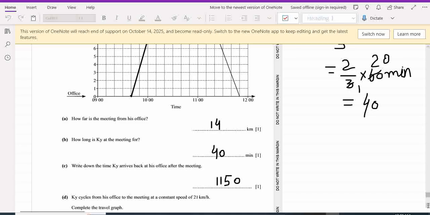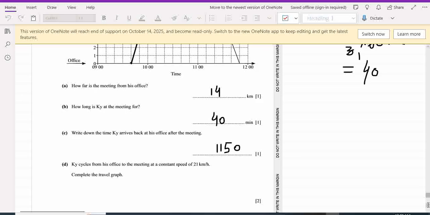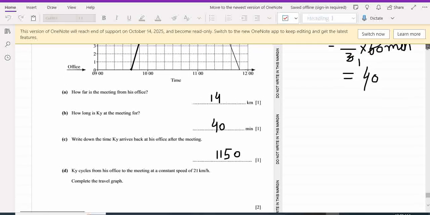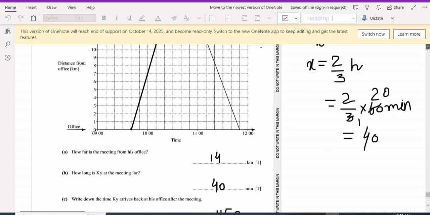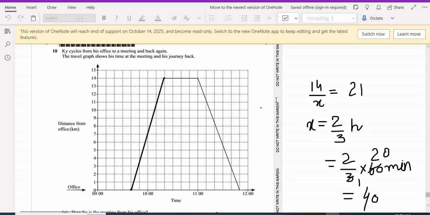Kai cycles from his office to the meeting at a constant speed of 21 km per hour. You know that speed is equal to distance over time. Complete the travel graph. I solved it here for you in order to show you the graph sideways. Now distance over time: distance is 14 km and time, I don't know what our time is. So distance over time is equal to the speed, 21 km per hour. So you have to find x.